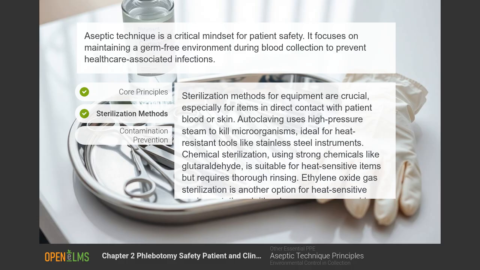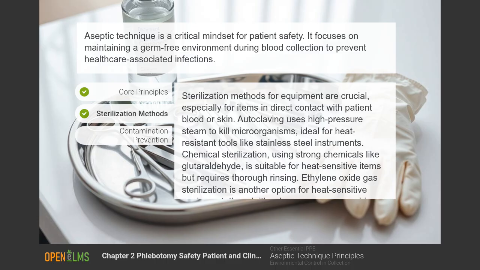Sterilization methods for equipment are crucial, especially for items in direct contact with patient blood or skin. Autoclaving uses high-pressure steam to kill microorganisms, ideal for heat-resistant tools like stainless steel instruments. Chemical sterilization, using strong chemicals like glutaraldehyde, is suitable for heat-sensitive items but requires thorough rinsing.